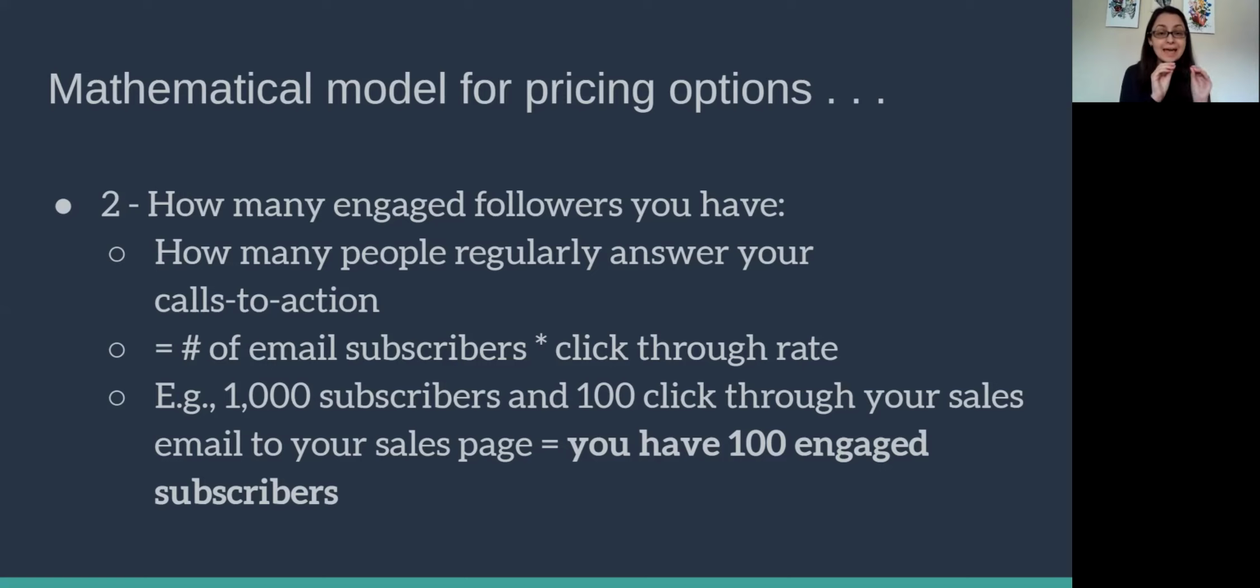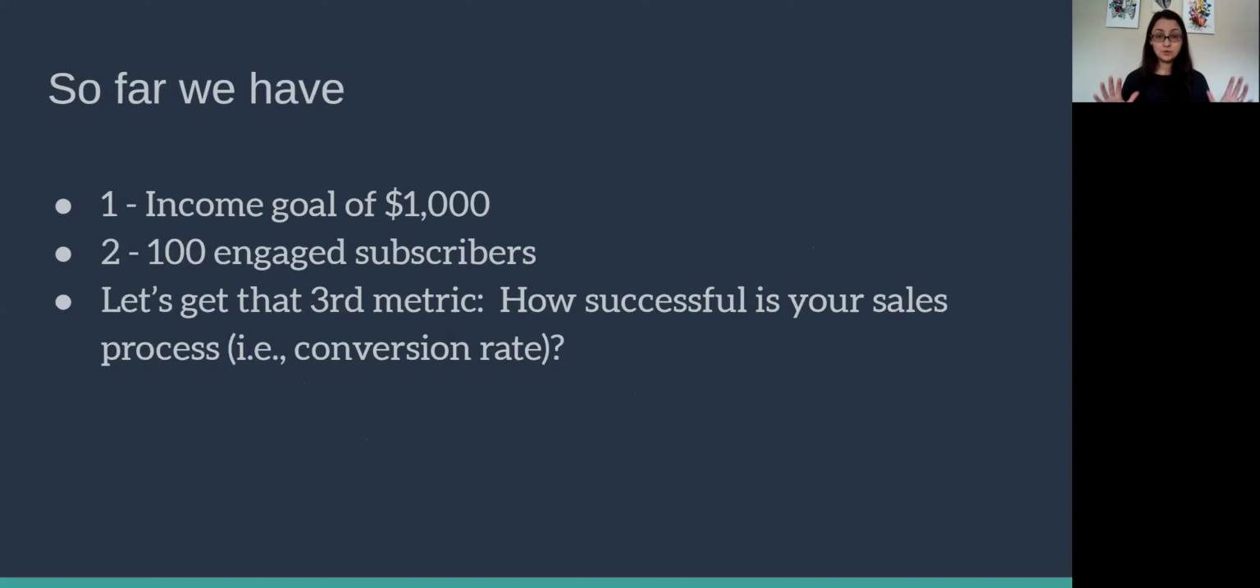But the idea is looking at the realistic parts of your business right now will help you be able to reach that goal using the method, the delivery method and the pricing method that's going to help you reach that goal realistically. Okay, so far we have an income goal of $1,000 and we have 100 engaged subscribers. Okay, check for your own data, your own numbers to be sure, but this is just for simplicity.